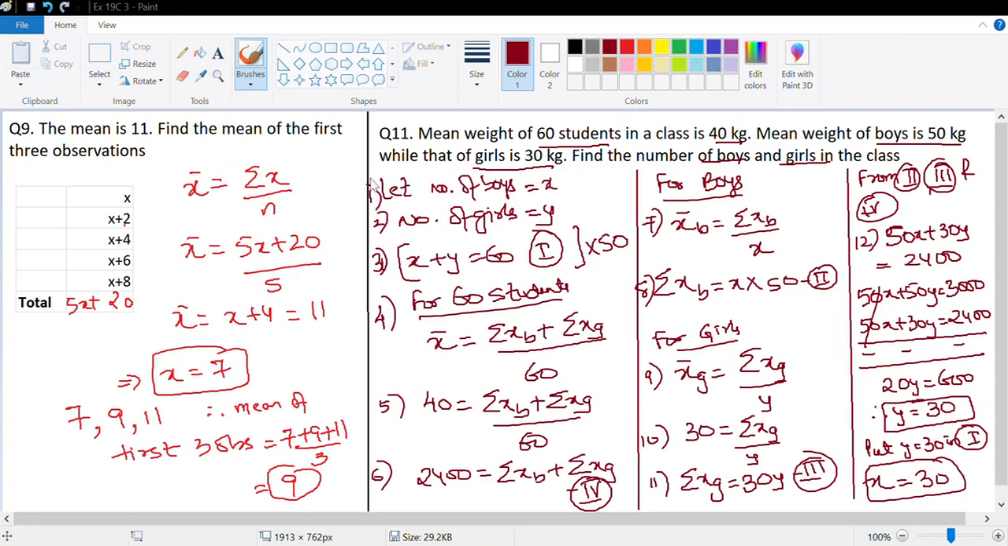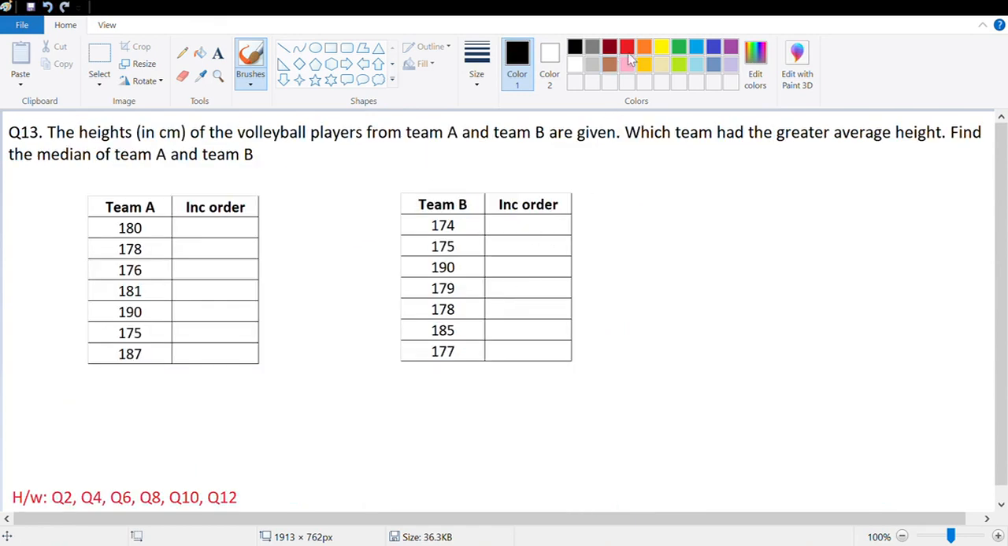Good. That brings me to the last question that I do with you from this exercise, which is question number 13. It says the heights in centimeter of the volleyball boys from team A and team B are given. Which team has the greater average height? Find the median as well. Let's first figure out the median. We'll need to put it in the ascending order.